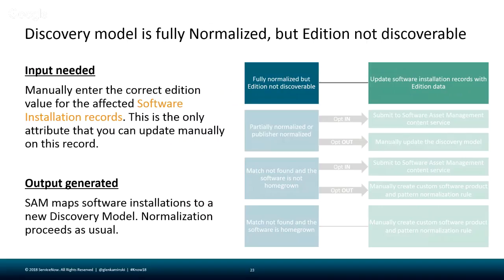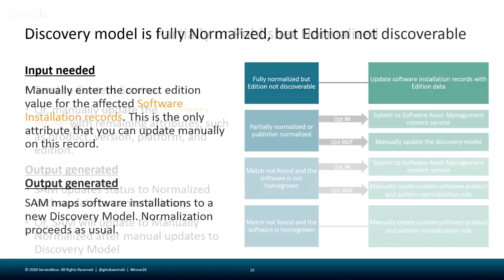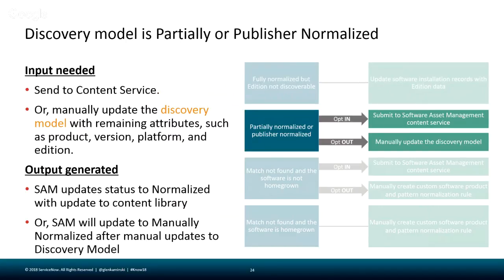So if you have software, again, that does not have the edition available, manually update those within the software installation record, and then it'll map the software installations onto that new discovery model, and then normalization will proceed as usual. So the next step is probably the step that we see most often. Discovery installation information on the discovery model is either partially normalized, so in other words, it might be normalized on publisher and product but not version, or it's just publisher normalized.